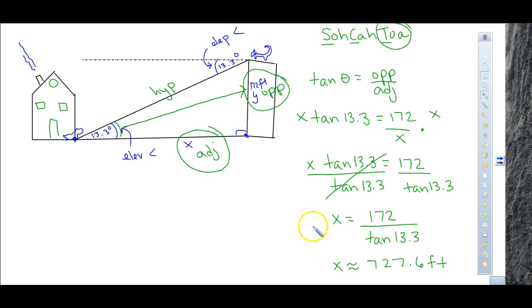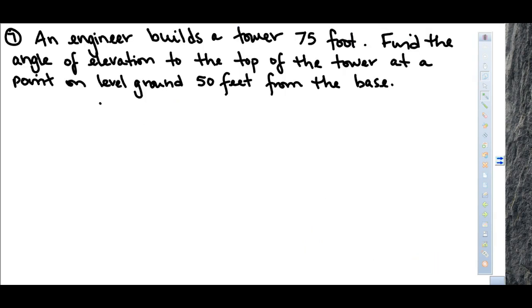The trick to doing this is with the trig equations. If your equation has x on the bottom, just divide your numerator by your trig function. That's what we ended up doing. 172 was our numerator, and we divided it by the trig function. Then you don't have to go through all that, which I'm fine with. All right, next one.